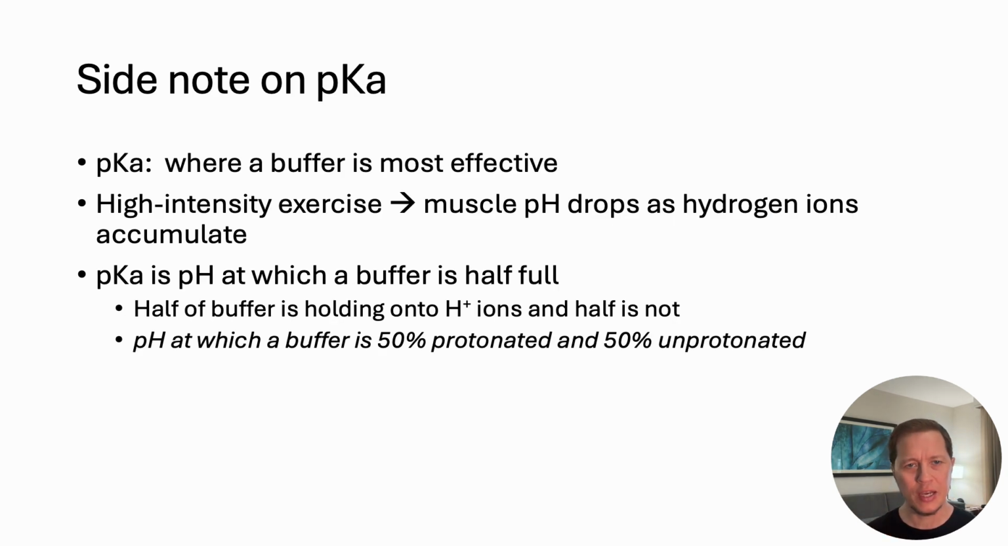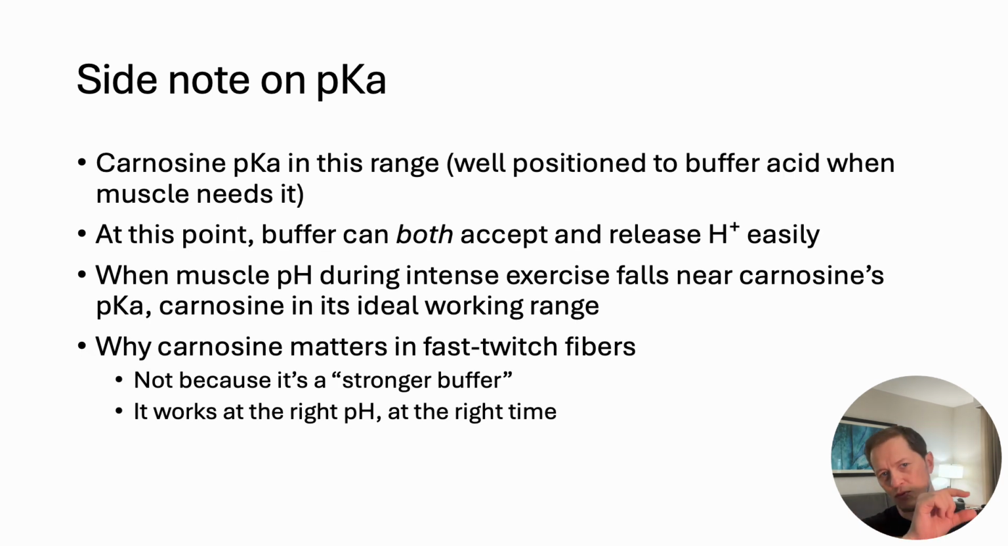We're going to do a little side note, FYI, on pKa. That really tells us where a buffer is most effective. So during high-intensity exercise, your muscle pH drops as hydrogen ions, of course, accumulate, and pKa is the pH level at which a buffer is technically half full, or more precisely, the pH where half the buffer is holding hydrogen ions and half is not, ready to buffer. Carnosine's pKa is right in that range, which means it's really well positioned to buffer acid exactly when the muscle needs it most, when it's exercising.